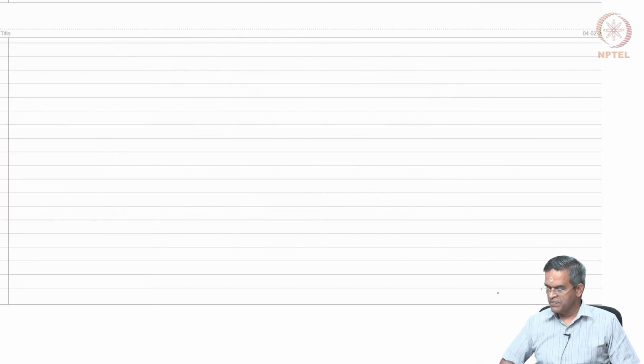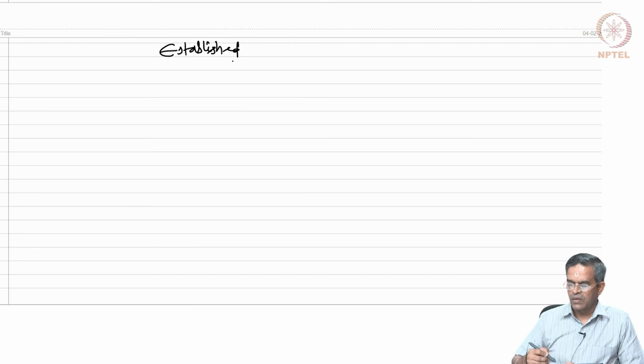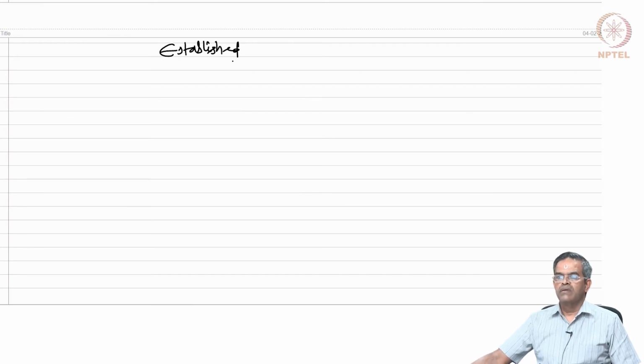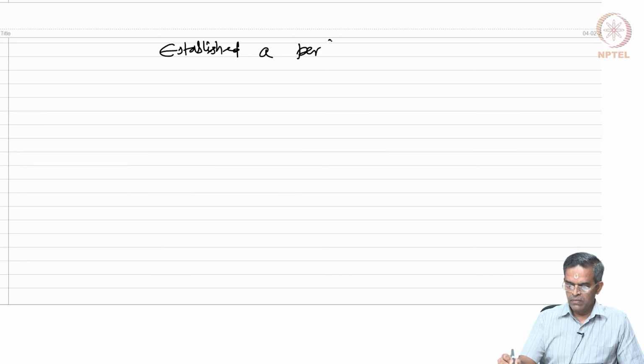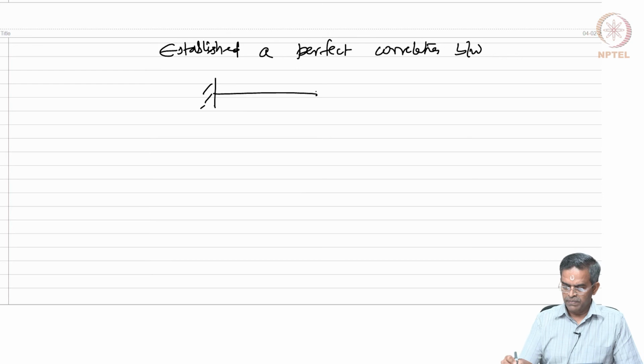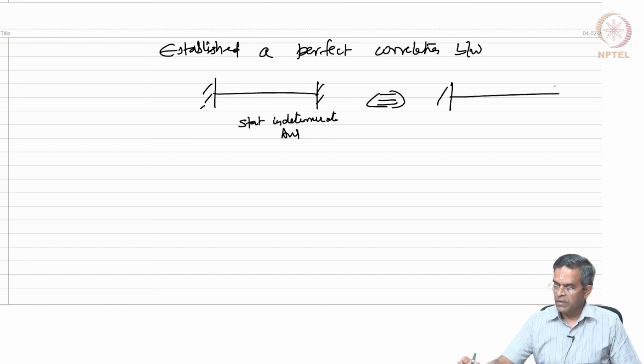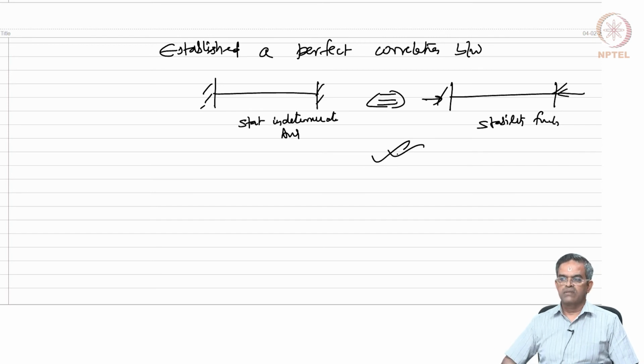Now, having said this, we have established a perfect correlation between a standard fixed beam used for static indeterminate analysis with that of a problem with axial load to derive stability functions. That is a perfect correlation, isn't it?